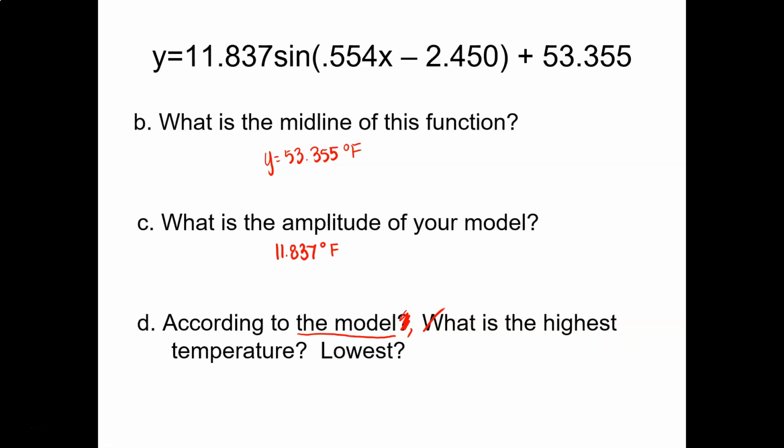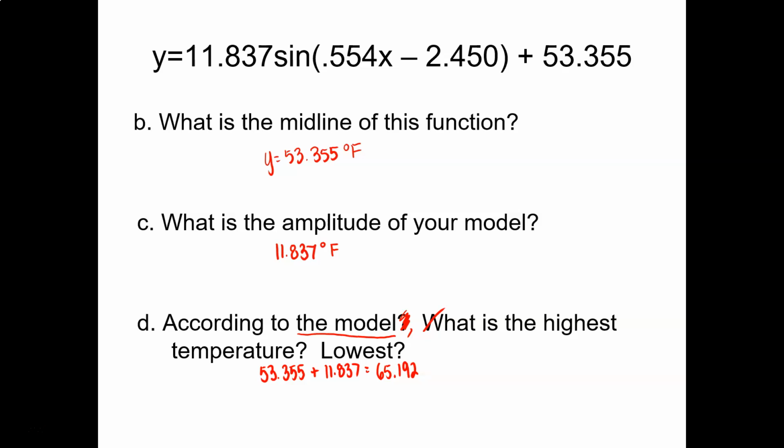the other way that you can do this is we can just take that midline, 53.355, and we can add the amplitude, 11.837. And whenever we add those together, 53.355 plus 11.837 is going to give us 65.192. Slight difference from Desmos just because of the rounding difference.